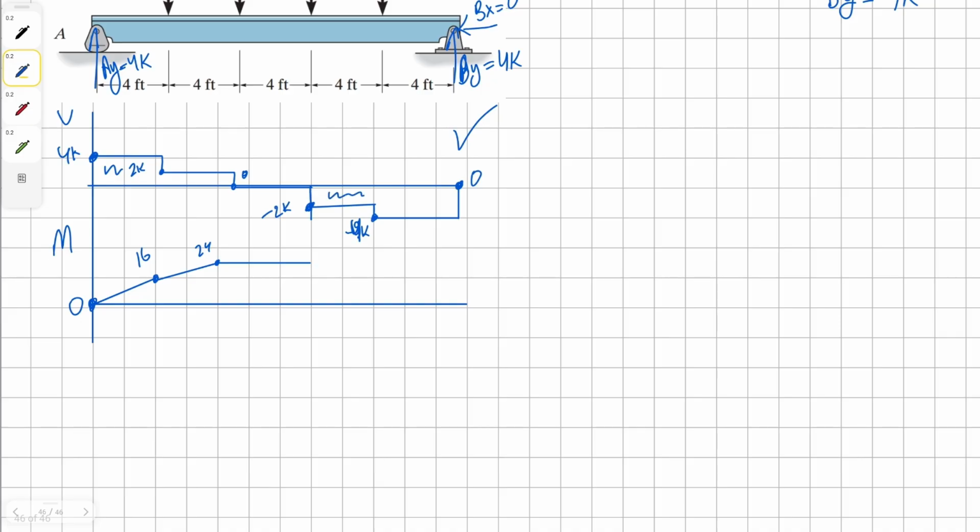So it's negative 2k for 4 feet. So that means we can come down by 8. We'll come down to 16. So not negative 16, positive 16. That'll be first order curve again. And then finally, this last one is going to be 4 times 4, which is 16, and brings us to 0. So that means our moment diagram is correct as well.